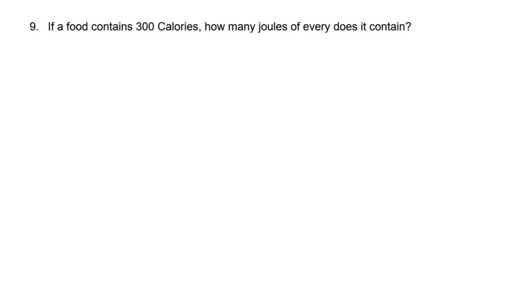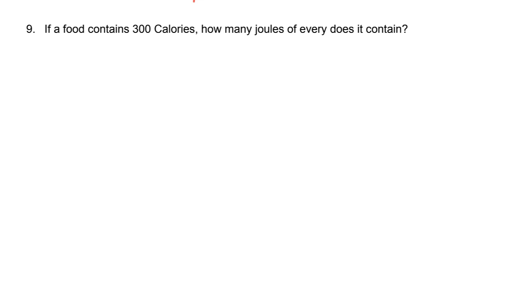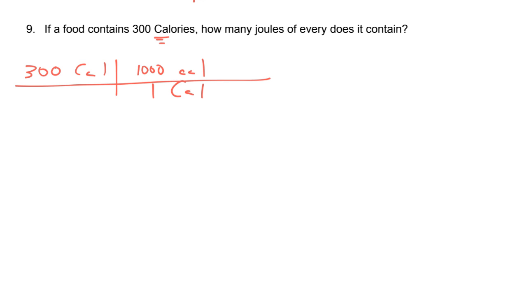All right. A food contains 300 calories. Notice the capital C here. That's actually important. How many joules of energy does it contain? So let's just do a unit conversion. We have 300 big C calories, but there are 1,000 little c calories in every 1 big C calorie. So other countries call them kilocalories, but we just call them big C calories. And then in every 1 little c calorie, we find 4.184 joules of energy.